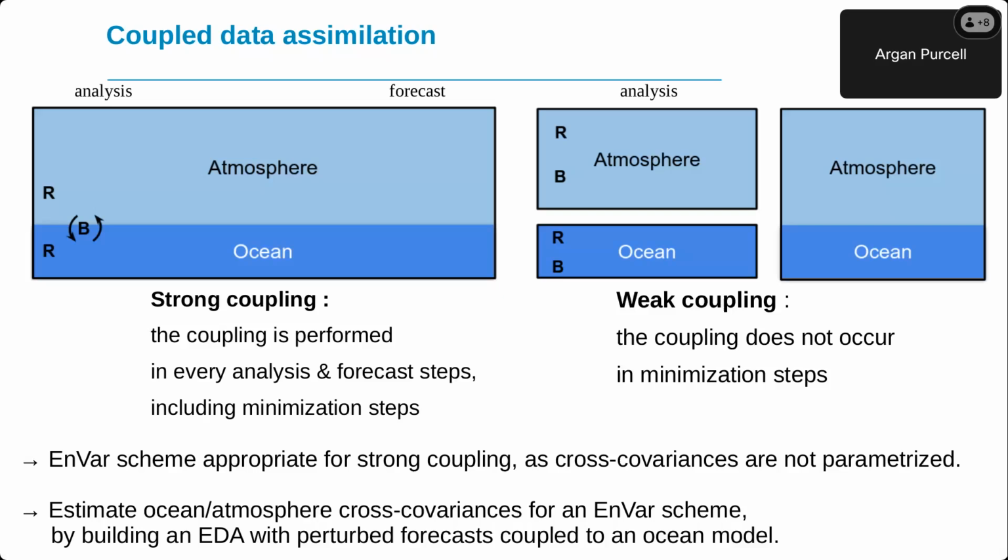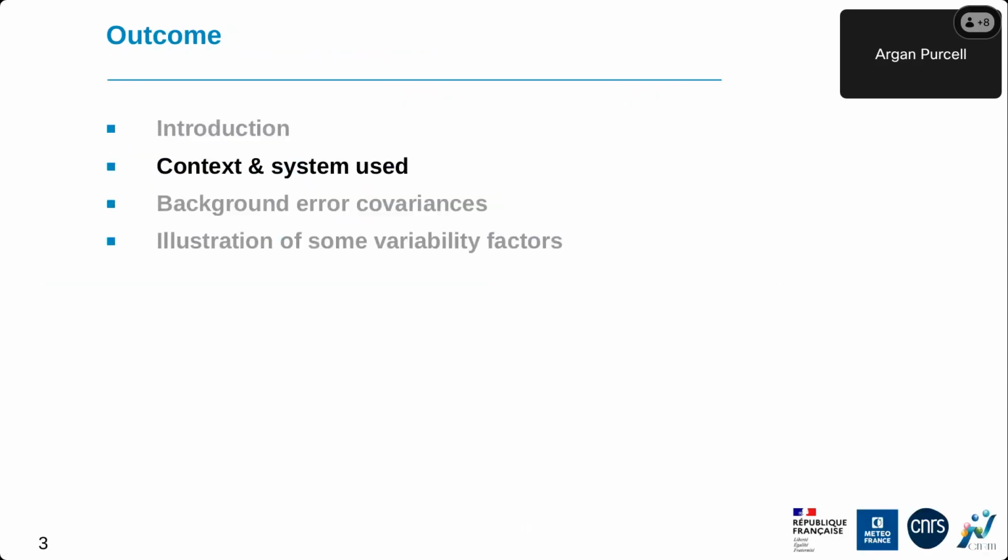This work is actually on the first steps toward this goal, with the estimation of the ocean atmosphere cross covariances that would be used in an inverse scheme. And we did that by building an ensemble of data assimilation with perturbed forecasts that are coupled to an ocean model. So I'm going to firstly develop a little the context, and then I will show you some results and finally investigate how they may vary or not.